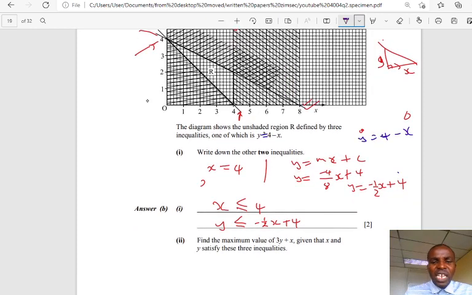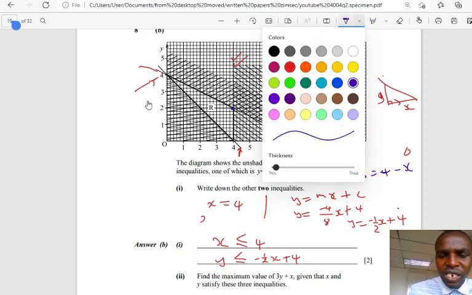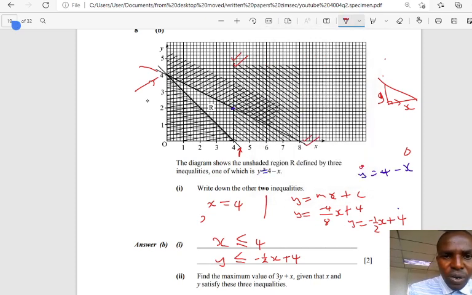They say find the maximum value of 3y plus x given that x and y satisfy these inequalities. If these values satisfy the inequality, they must be found inside the triangle, the region R in this case. So you find the furthest points here. Our lines are bold, so you can take this point here. Let me use red. So I take this point here, and this point is (4, 2).